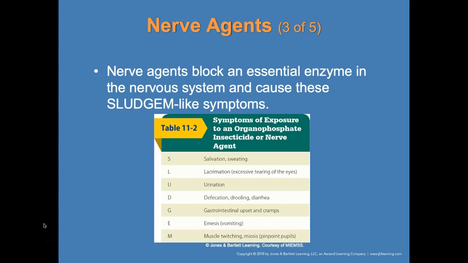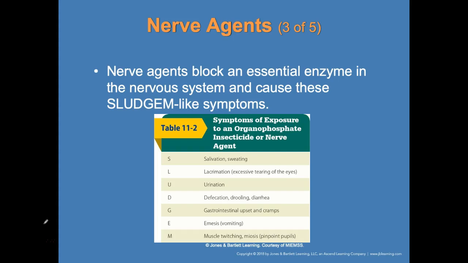When exposed, nerve agents block essential enzymes in the nervous system and will cause these SLUDGE-M-like symptoms. This is an acronym that we use, SLUDGE-M. So SLUDGE is salivation and sweating, lacrimation, this is excessive tearing of the eyes, urination, defecation, drooling and diarrhea, gastrointestinal upset and cramps, emesis, which is vomiting, and we'll also see muscle twitching and pinpoint pupils, miosis.